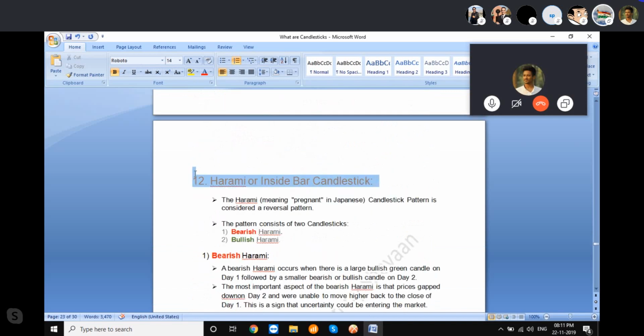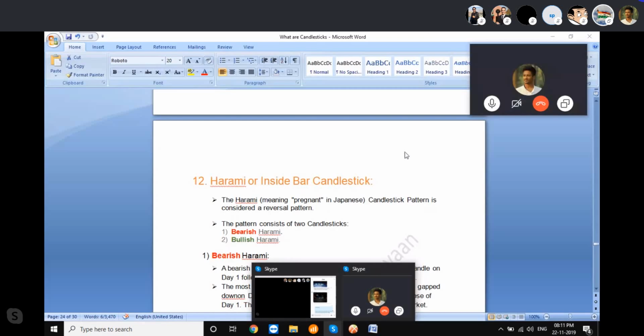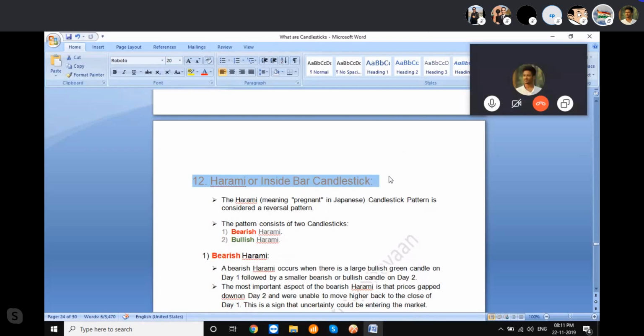So the next is the Harami candlestick or inside bar candlestick. Can anyone please tell me what it is? Some voices are coming from the background. I don't know. Can you please tell me what this is? Anyone of you?